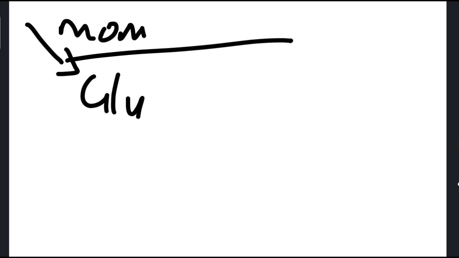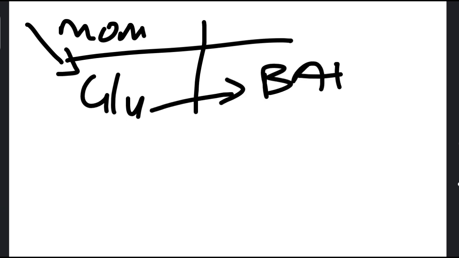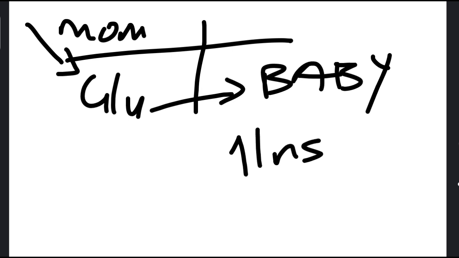So remember, glucose was coming from the mother, going on to the baby, and this led to an increase in insulin production in the baby so that the whole mechanism can be balanced.